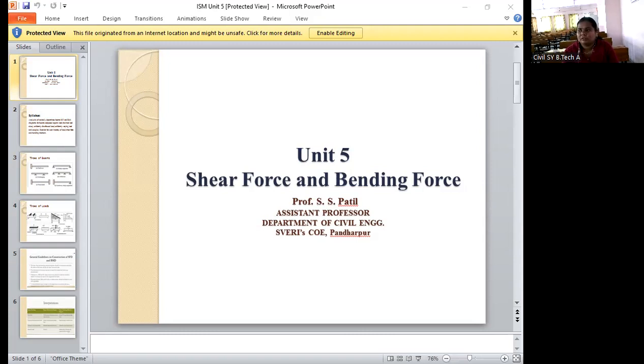Okay, so in that first point, I will read. The load, shear and bending moment diagrams should be constructed one below the other.